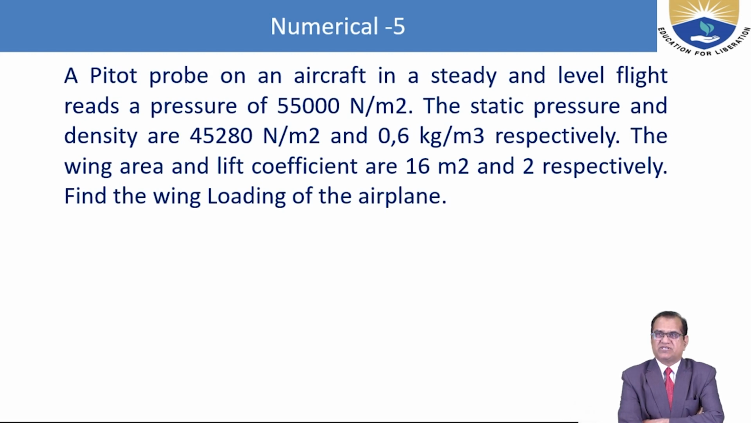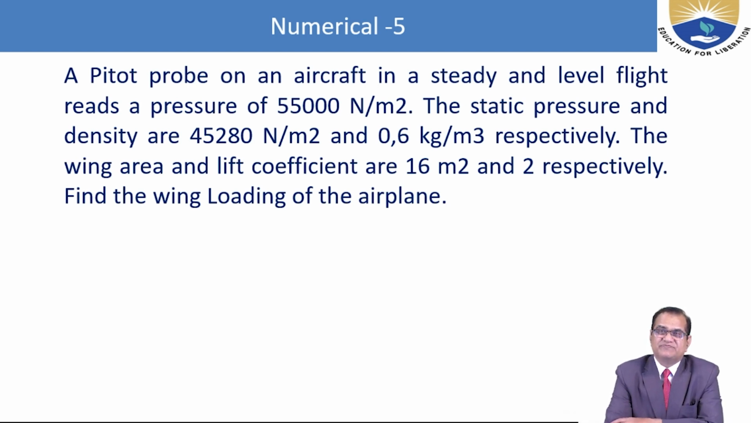The static pressure and the density are 45,280 Newton per meter square and 0.6 kg per meter cube respectively. The wing area and lift coefficient are 16 meter square and 2 respectively. Find the wing loading of the airplane. So we have to find out W by S.